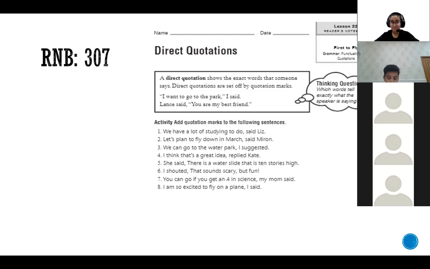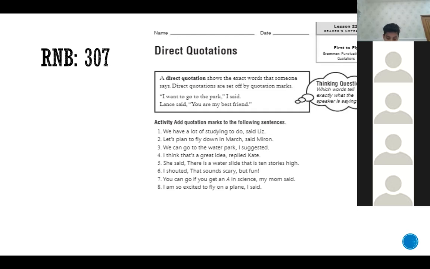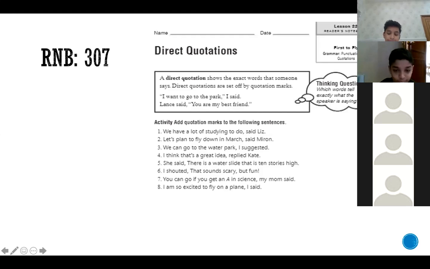Add quotation marks to the following sentences. Let's look at the first example, guys. We have a lot of studying to do. Who said this? Said Liz. There is already a comma. It is said by Liz, so these are her original words, and that should be placed within the quotation marks. How do we put it? There are quotation marks before "we" and quotation marks after the comma. Absolutely. Please do that, all of you.